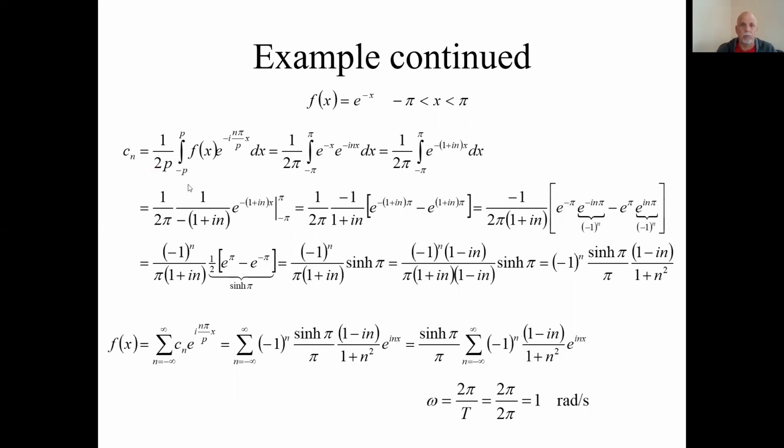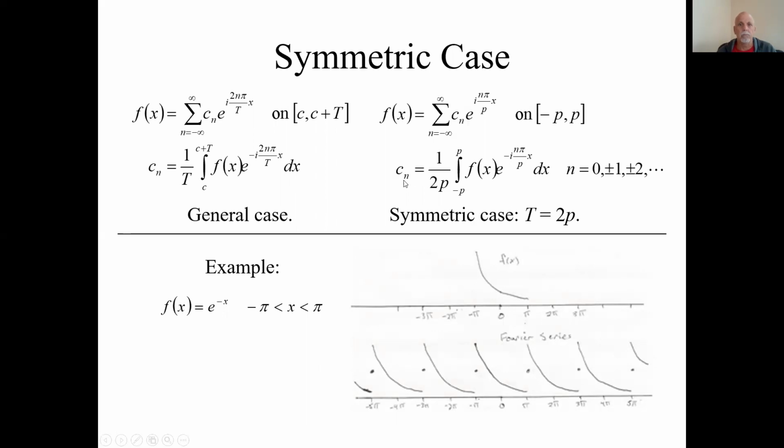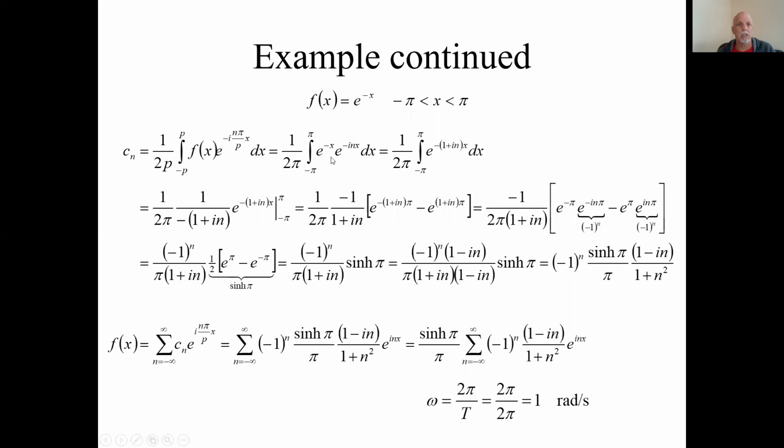Here's the formula for it, right? That's how you get all the C sub n's. So we're just plugging into the formula. Here's the formula, here's the function, and it's from minus pi to pi, so those are the limits. In this case, P equals pi, so I just get nx there. So here's the integral we take.